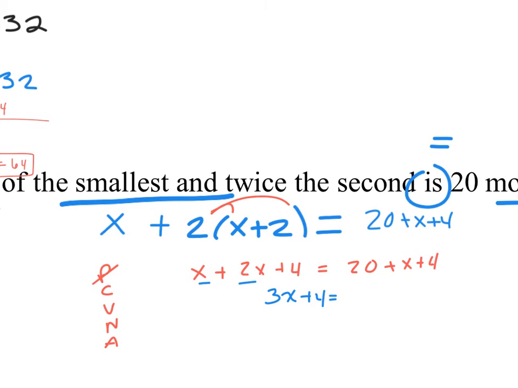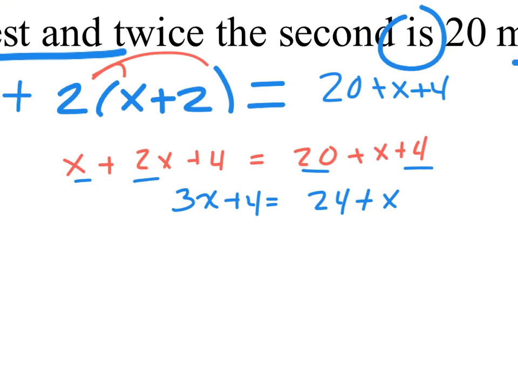But I need to ask myself if I can combine anything on the right. Can I combine anything? Yes. I can do 20 plus 4, which is 24. And then I have 24 plus x. So that's the equation I want to solve. So I combined my like terms. Now I need to move all of my variables to the left-hand side. So I have to ask myself, are all my x's on the left-hand side? No, they're not. So I have to get rid of this plus x by taking away an x. So take away x, take away x. So 3x minus x is 2x plus 4 equals 24.